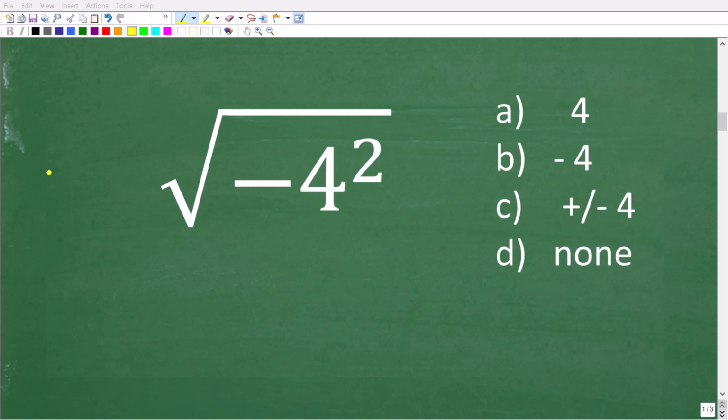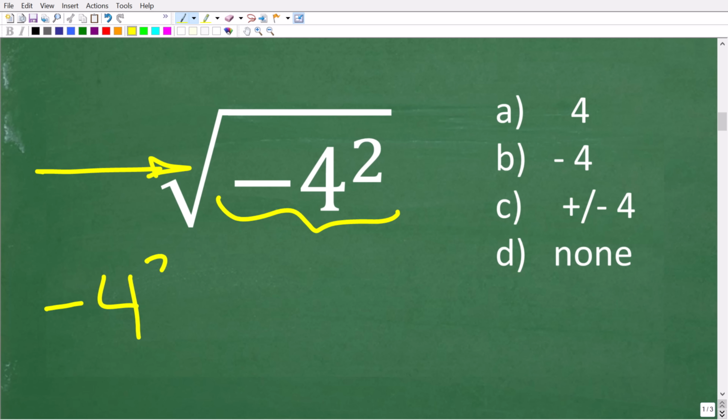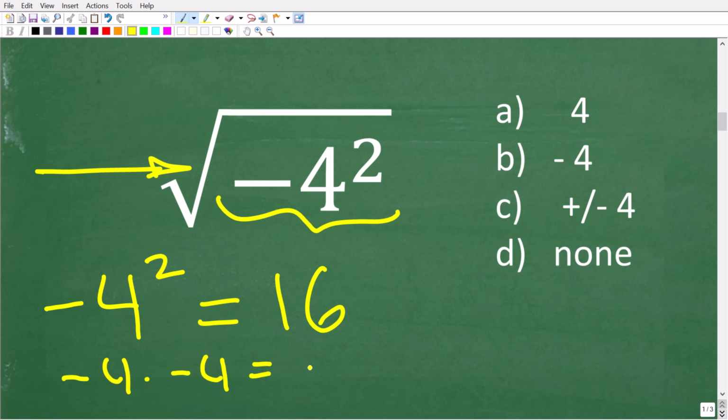Again, a lot of people are going to look at this expression and think that this is a positive 16, but this is a very classic math mistake. All right, so negative 4 squared. So why isn't negative 4 squared equal to a positive 16? Well, it seems like a negative 4 times a negative 4, and that's what it means to square a number, should be equal to a positive 16.